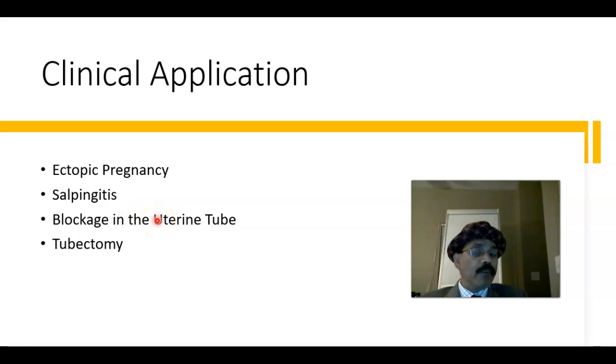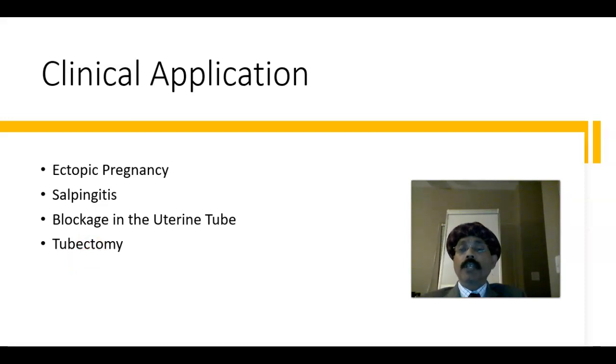There may be scar tissue formation that will lead to sterility. Tubectomy is a permanent sterilization procedure practiced in many parts of the world. The idea is to take a part of the fallopian tube so that the lady cannot become pregnant.